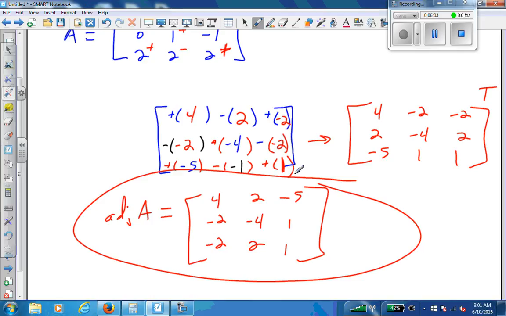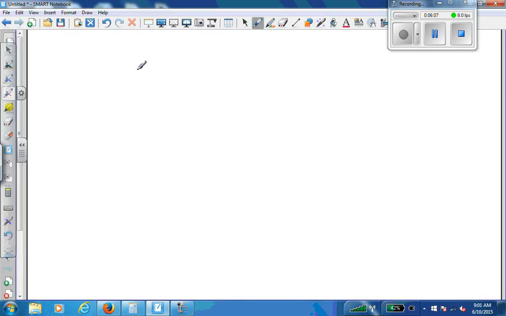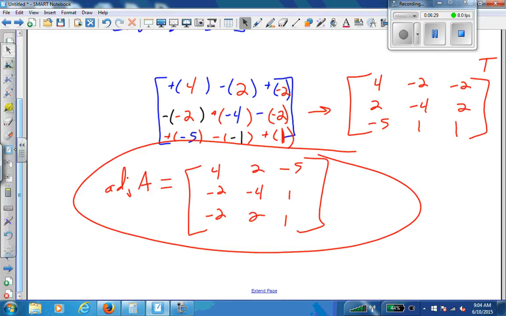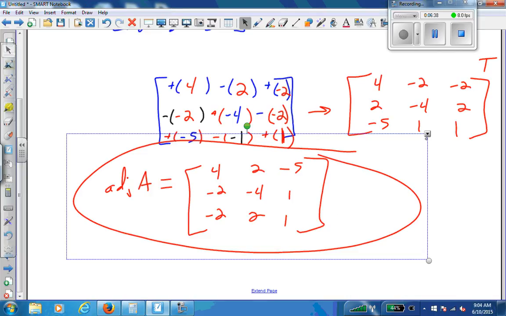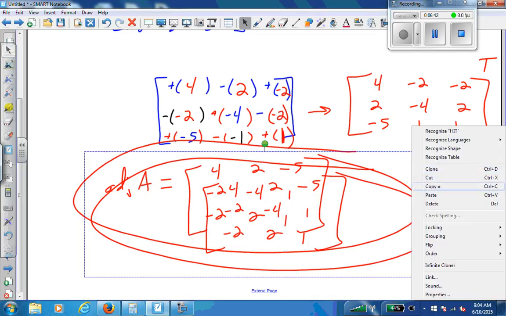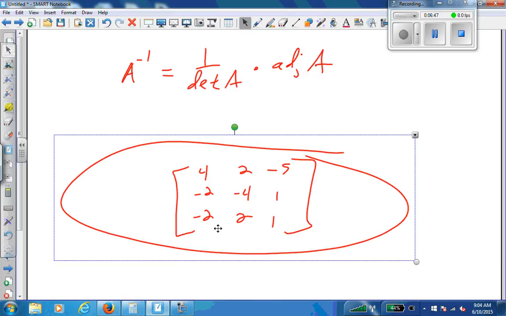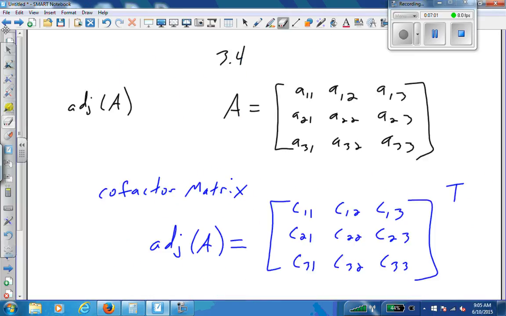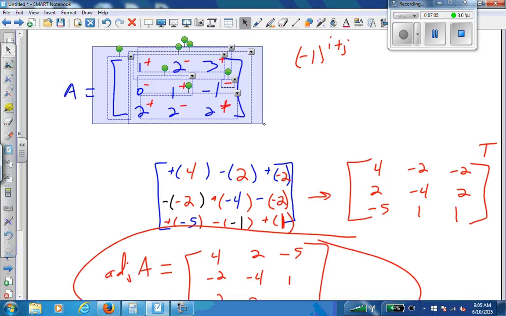Now I'm sure you're probably thinking, why would we calculate an adjoint? Well, it turns out for any square matrix, if we want the inverse of that matrix, we can take 1 over the determinant times the adjoint of that matrix. So let's calculate the inverse of this matrix that we have. So let's copy our adjoint over. So this was our adjoint. Let's bring it over. And let's also bring A over. So A was this.